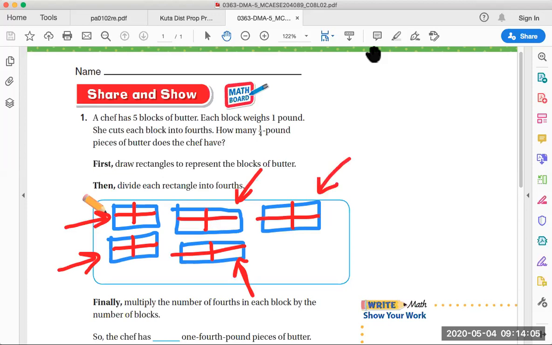So we're doing 1/4, 5 times, right? So we would put, the chef has 5. Oh, no, we wouldn't. How many 1/4 blocks are there? Well, there's 5 times 4, which is 20. We should have 20 1/4 pound pieces of butter.